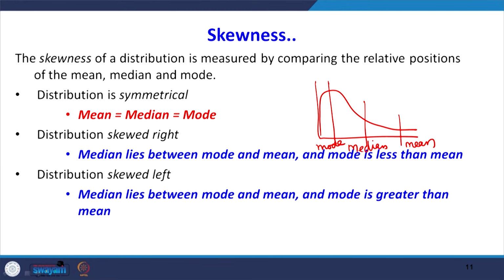The same thing, if the distribution is skewed left, this is the case. The position of mean will be here, then median, then mode. The median lies between mode and mean and the mode is greater than the mean. As I told you, whenever you want to know the central tendency of a distribution, you have to check the nature of the distribution. If it is skewed right or left, you should go for median because the median is always the middle of the distribution irrespective of its skewness.